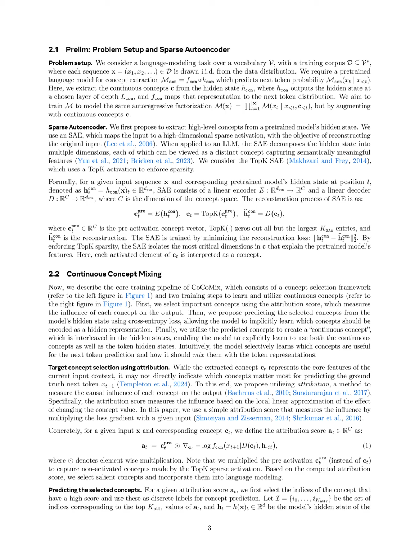Section Summary. In this section, we introduce continuous concept mixing, CoCoMix, a framework that enhances next token prediction by integrating continuous concepts extracted from a pre-trained sparse autoencoder, SAE. By interleaving these concepts into the model's hidden states, we aim to improve language modeling and enable better interpretability and control during text generation.